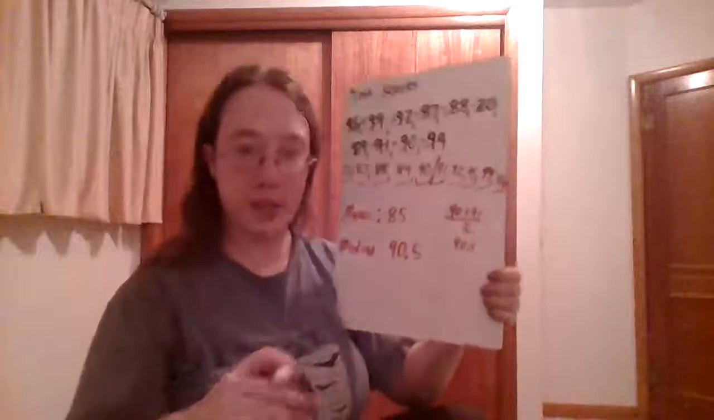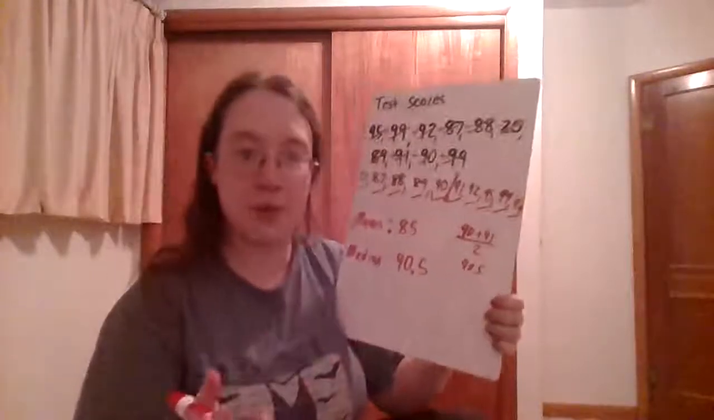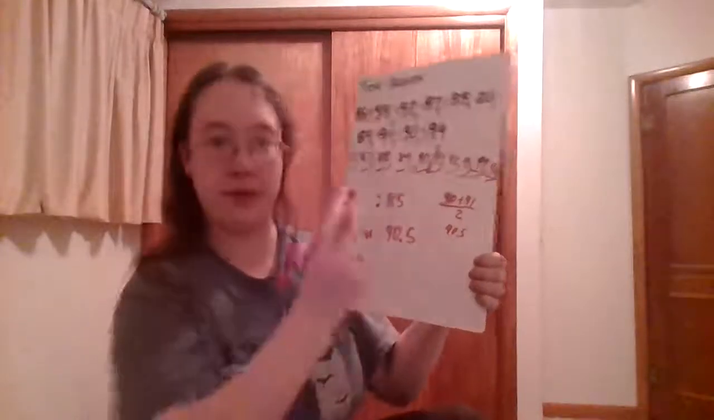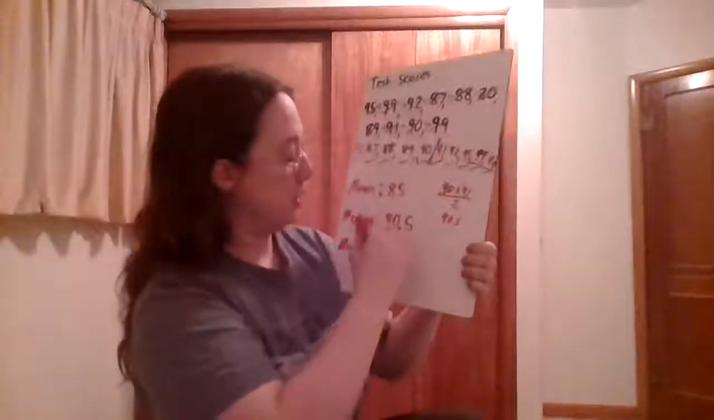Okay. And then we're going to find our mode. Now, the only repeat we had was that 99 there at the end, so that's our mode. Again, sometimes you'll have one, sometimes you won't. If we didn't have any repeats, you just put no mode. Okay?